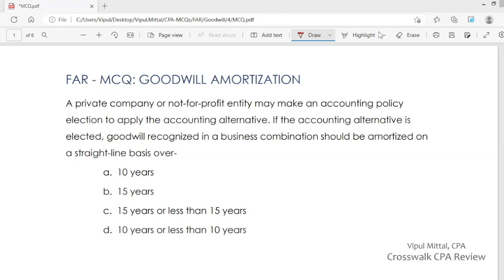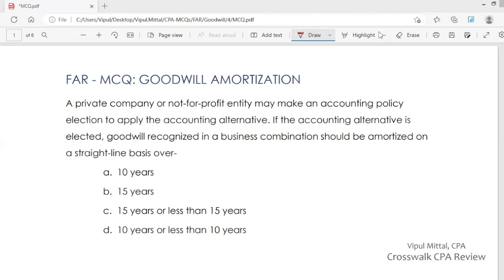but they may elect to amortize goodwill. They may elect this accounting alternative. But this election is available only to a private company or not-for-profit entity.